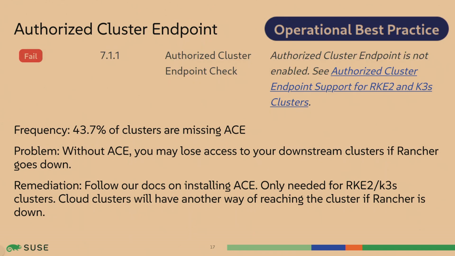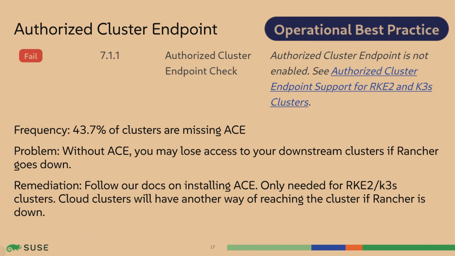So next up here, authorized cluster endpoint. So from here on out, I'll call it ACE. So about 44% of the clusters that we saw were actually missing ACE. If you don't know what this is, once implemented, your kube configs that you pull in through the Rancher UI will allow you to actually route directly to the downstream cluster instead of routing through the Rancher WebSocket connection to the downstream clusters.